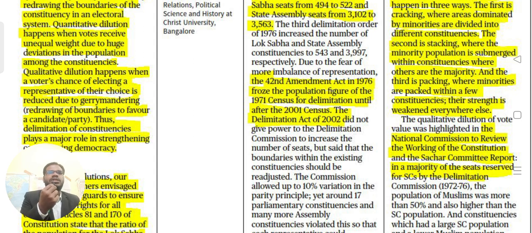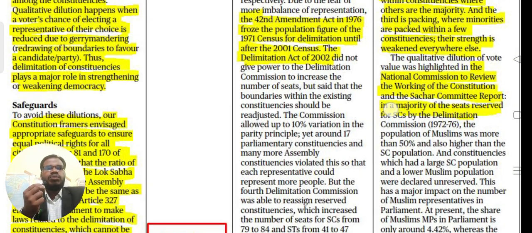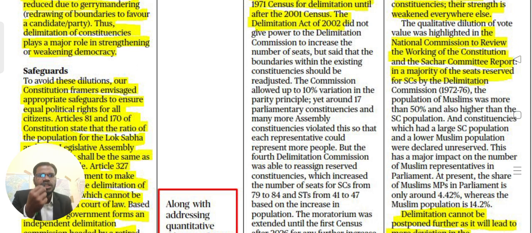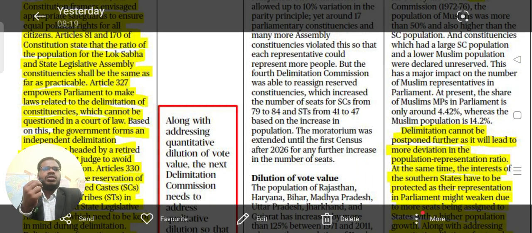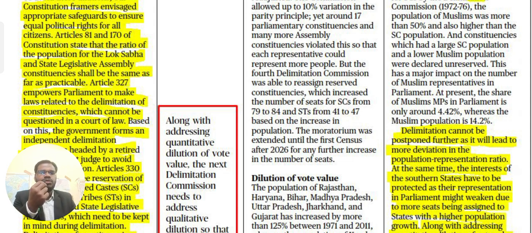The Delimitation Commission Act of 2002 did not give power to the Delimitation Commission to increase the number of seats, but said that the boundaries within the existing constituencies should be readjusted. The commission allowed up to 10% variation in the parity principle, yet around 17 parliamentary constituencies and many more assembly constituencies violated this, so that each representative could represent more people. But the fourth delimitation commission was able to readjust reserved constituencies, which increased the number of seats for SC from 79 to 84 and ST from 41 to 47 based on the increase in population. The moratorium was extended until the first census after 2026 for any further increase in the number of seats.